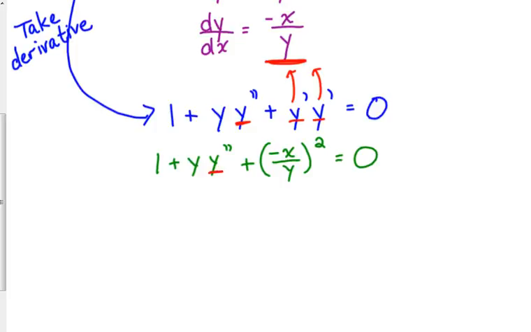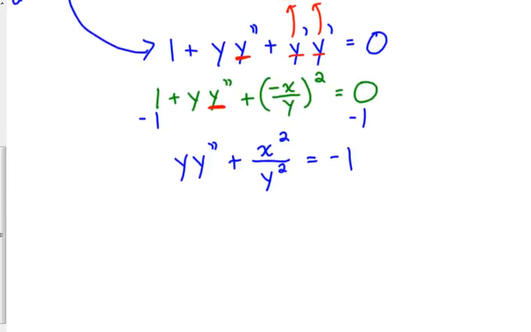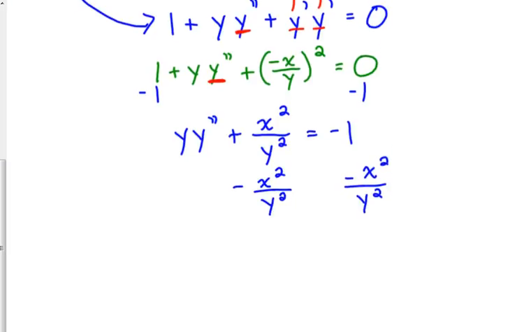So I'm trying to isolate the y double prime here. That's the only one that I have, so everything else has to go to the other side. That means I'm going to subtract the 1. I'm going to do this in a couple of steps so that no one gets confused. I'm going to square that: negative x squared is positive x squared, y squared is y squared, and that's all equal to negative 1. Then I'm going to move that to the other side. Subtract x squared over y squared from both sides. So we get y times y double prime is equal to negative 1 minus x squared over y squared.